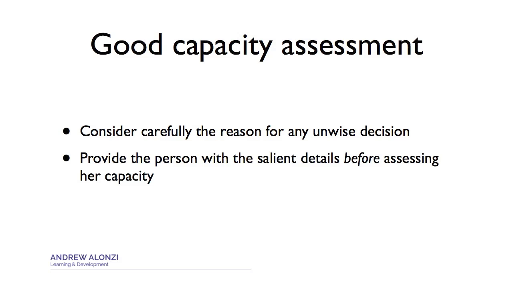Fifth, provide the person with the salient details before assessing her capacity to understand and weigh these. If there are choices, provide her with realistic details of the choices available. Sixth, take a clean slate approach and avoid unjustified assumptions about the person's capacity. Your decision about capacity must not be based simply upon her age, appearance, condition, or any aspect of her behavior.